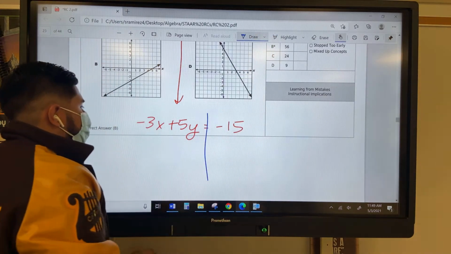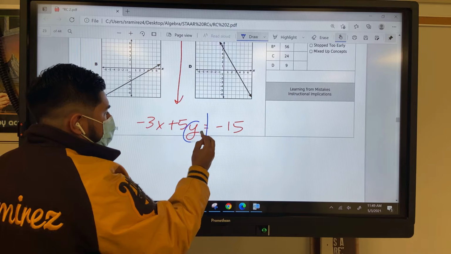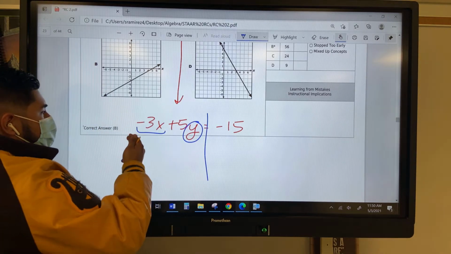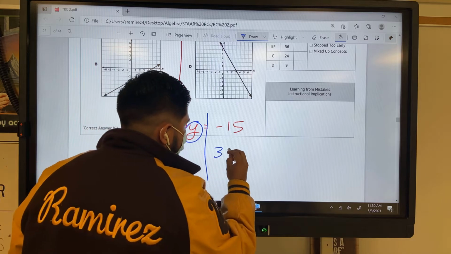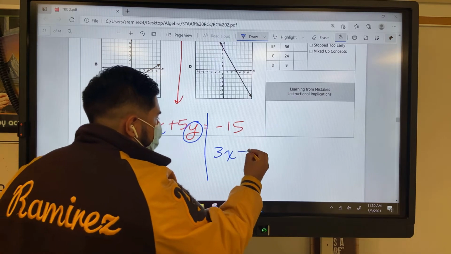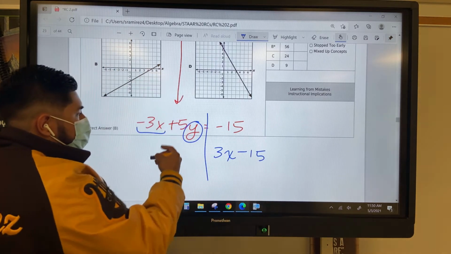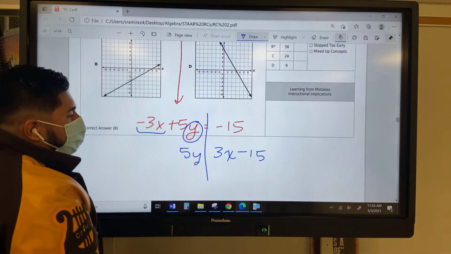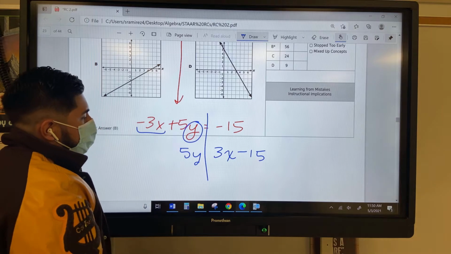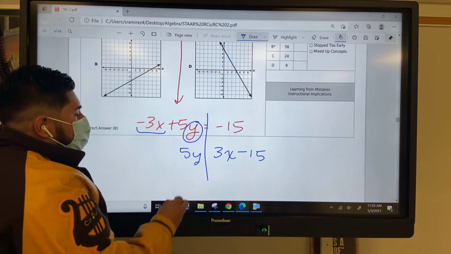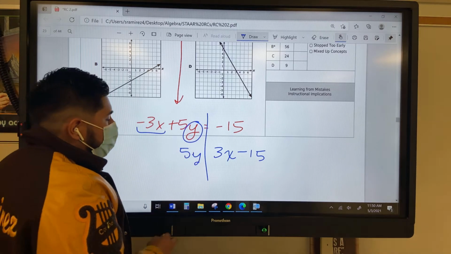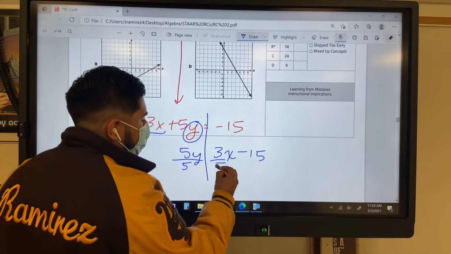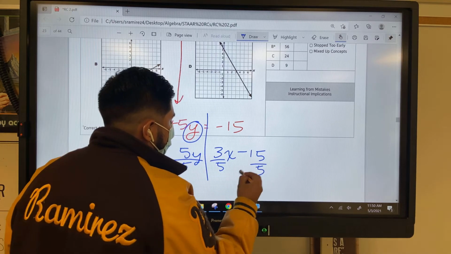Start with a beautiful border. Next, I know I need to get my y by itself. Gotta throw this over. Goes from negative to positive. Bring down -15. Bring down positive 5y. Has a plus sign, so I'm just going to leave it as positive. Next thing's next. These are married, so what can I do to get them divorced? Divide by 5. Divide. Divide.